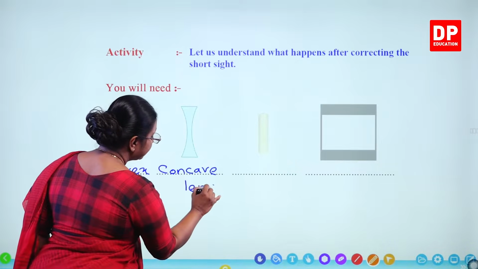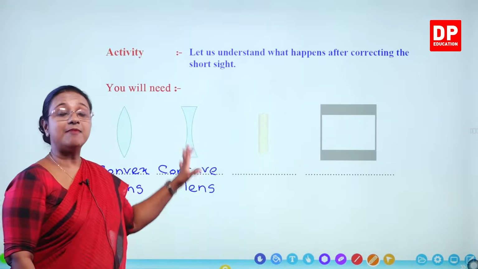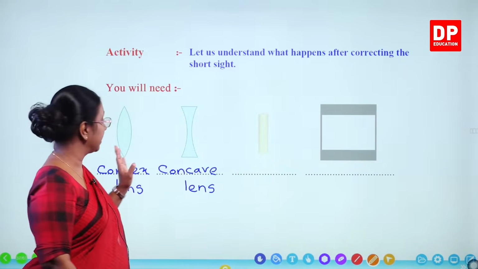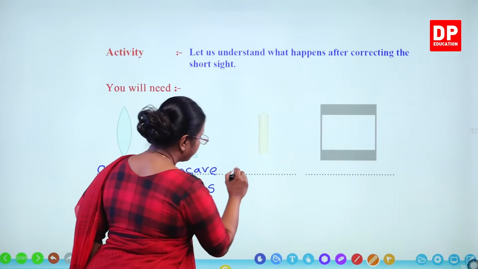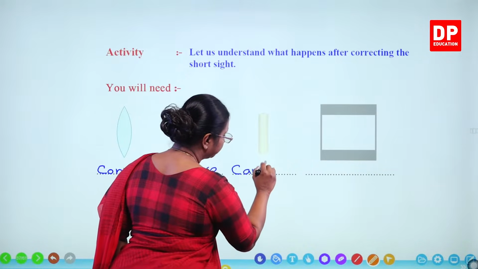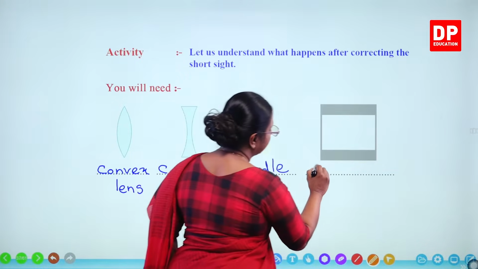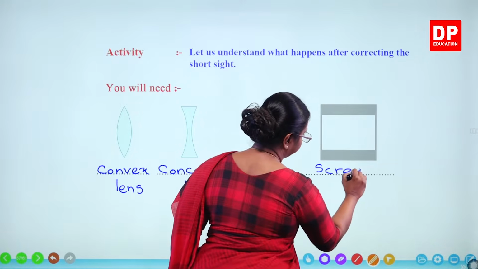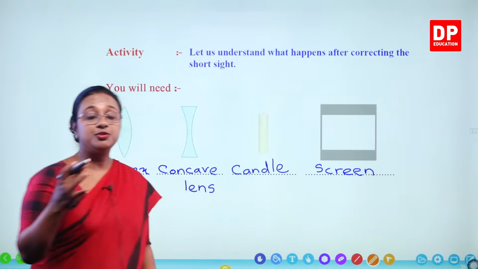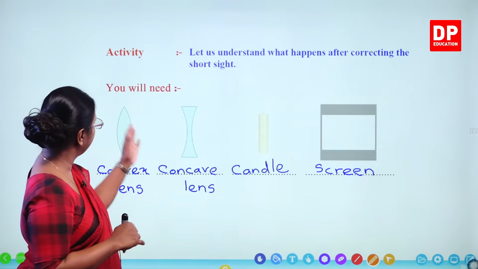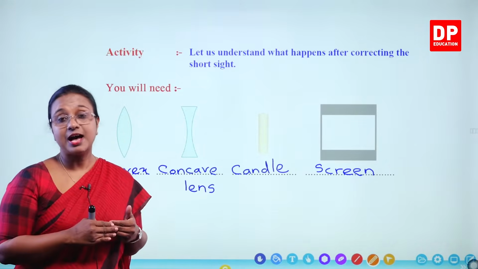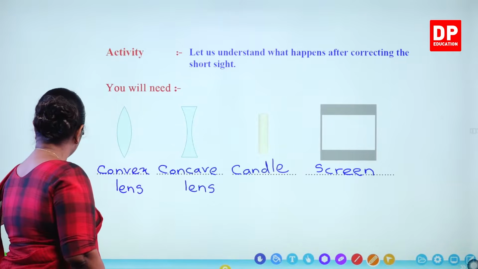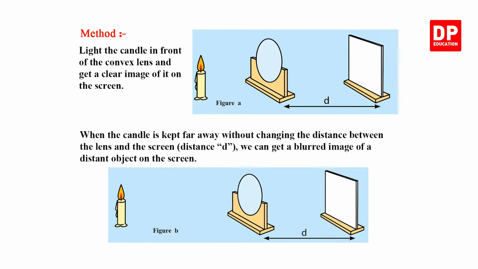Here, students, since we are doing the activity in the lab, we will be using the normal biconvex lens and the biconcave lens. As the object, we need the candle, and we need the screen as well. The screen is going to be similar to the retina, and the convex lens is going to be the lens in our eye. So, we will see how we are going to do this activity.